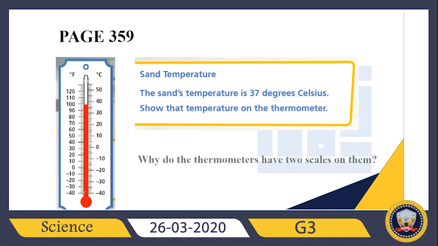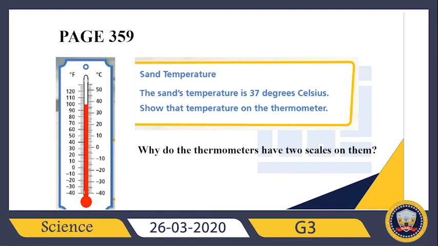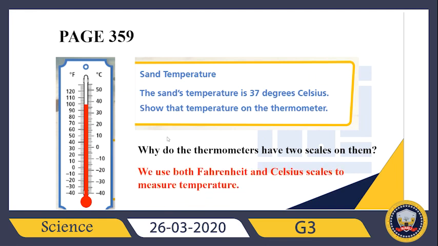Good job. So, why do thermometers have two scales on them? What are the two scales? Degrees Celsius and degrees Fahrenheit. Why do we need to use both of them? So, while measuring something, actually we are using both of them to measure temperature. Like we said, in Turkey we generally use degrees Celsius. But some people, especially in America, use degrees Fahrenheit. Because of this, thermometers have both of them, degrees Celsius and degrees Fahrenheit.